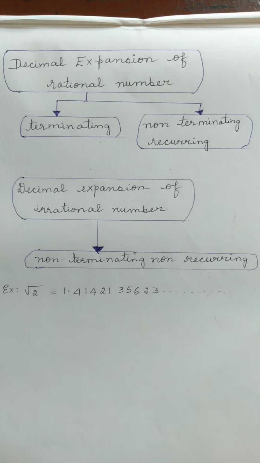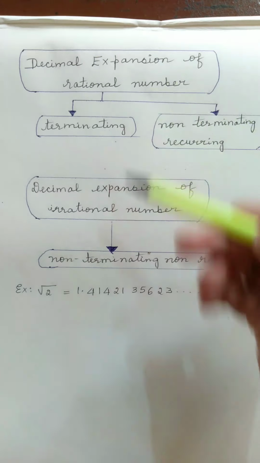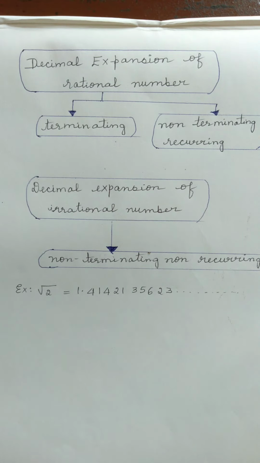They will have different values. For example, consider the irrational number root 2, which is non-terminating. We will not get the remainder value equal to 0 and it is non-recurring. See here, 1.41421 35623, etc. The numbers are not repeating, instead they have different values, and such numbers are non-recurring. Therefore, in decimal expansion of an irrational number, we have only one type, that is non-terminating, non-recurring. So, based on these concepts, let us solve a few problems.